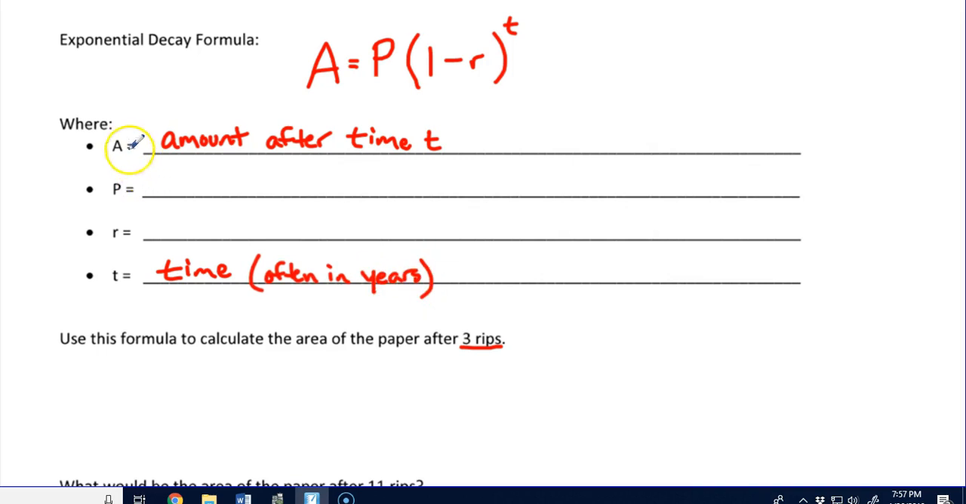Okay. P we said is the principal, or initial amount. R is the rate of decay, as a decimal.